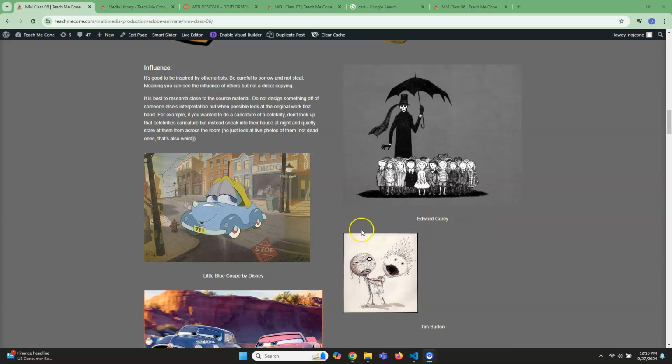Hang on one second. All right, now I got those pictures back in there. Or I got some pictures. I don't remember what I had in there before.